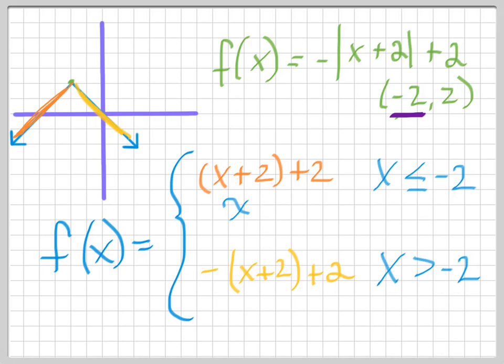Now we can simplify both of these. x plus 2 plus 2 is x plus 4. And in the bottom one, we're going to get negative x plus 2, minus 2... which simply gives us 0. So we can cancel after we simplify, and these are the two functions that represent the pieces of the absolute value function above.